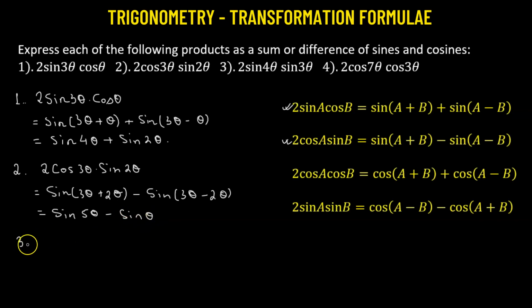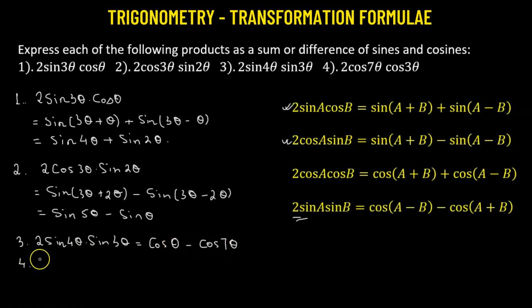Now coming to number 3, we have 2 times sine 4 theta times sine 3 theta. Clearly we see here that this corresponds to this particular formula. So this will be equal to cosine of, we will take a to be greater than b, so we'll assume a is 4 theta and b is 3 theta. So 4 theta minus 3 theta, that's going to be simply theta, minus cosine of 4 theta plus 3 theta, so that's going to be 7 theta.